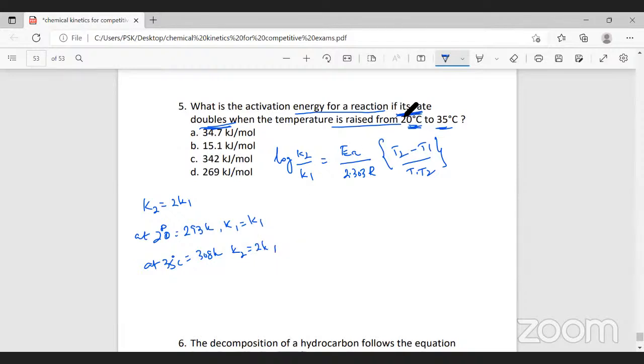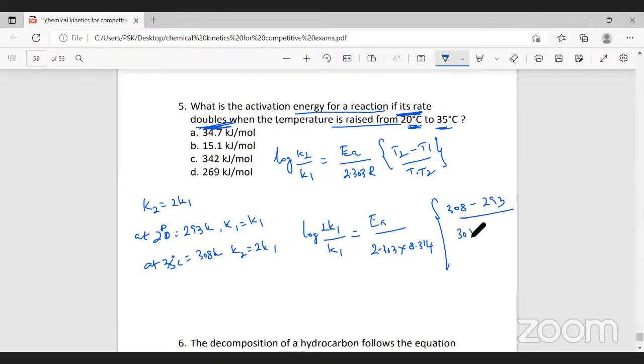You followed this. Its rate doubles, they say, when you increase the temperature from 20 to 35 degrees Celsius. So K2 is 2K1. So what is this now? Log of 2K1 divided by K1 is equal to EA by 2.303 into the R value 8.314 into, with the higher temperature, 308 minus 293 divided by 308 into 293. On simplification, we'll get the energy of activation EA value. It's very simple. K1 and K1 will get cancelled, so you'll get log 2.